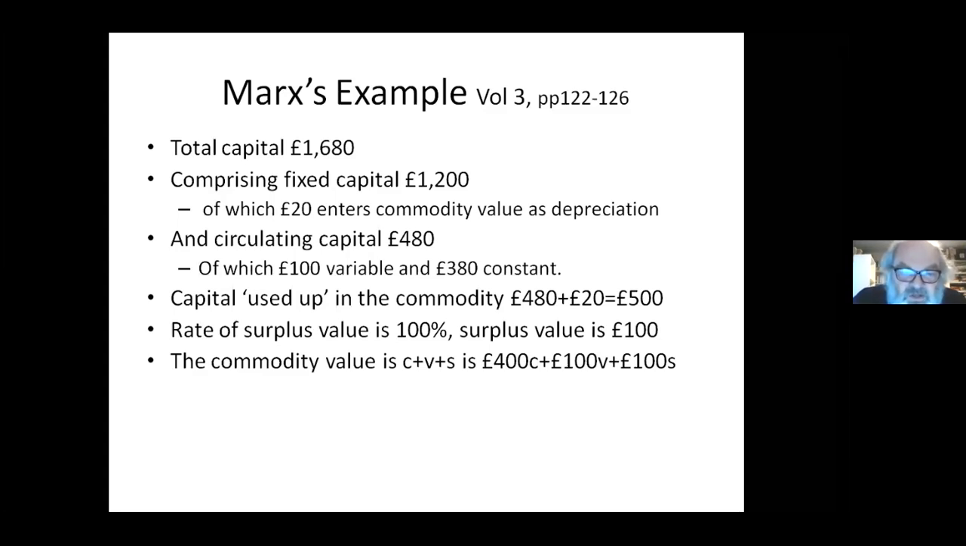So that's a depreciation. Now, what you've also got is circulating capital, £100 on wages and £380 on raw materials, ancillary materials, etc.